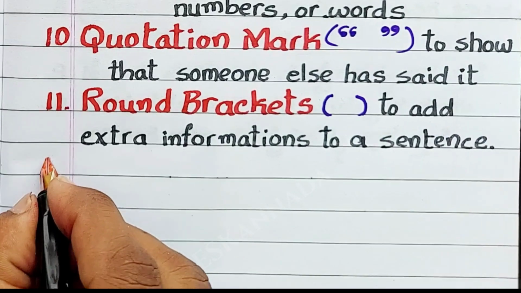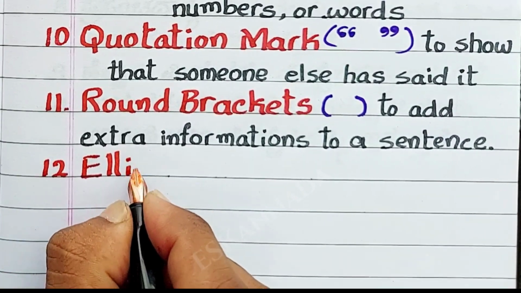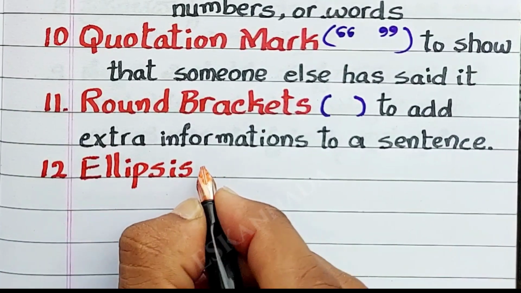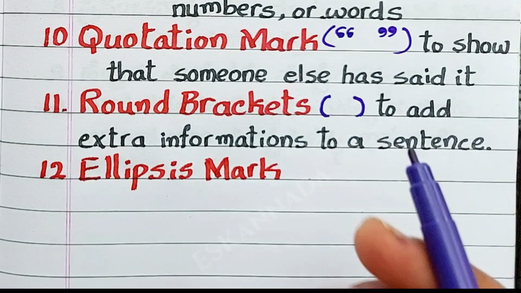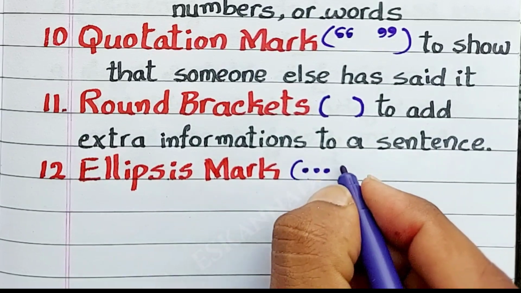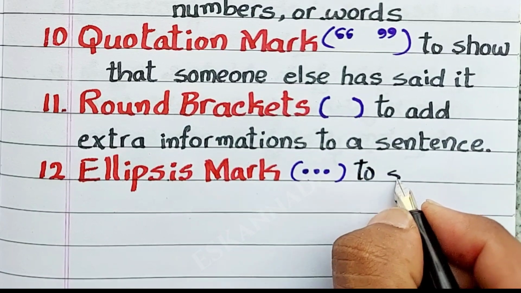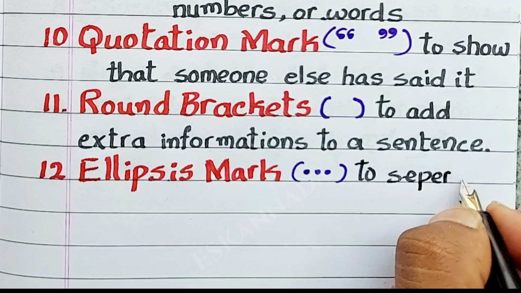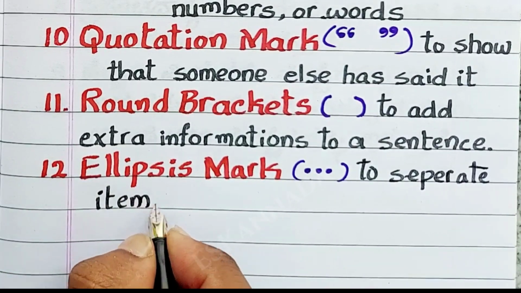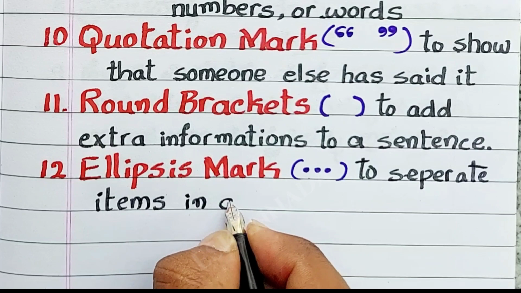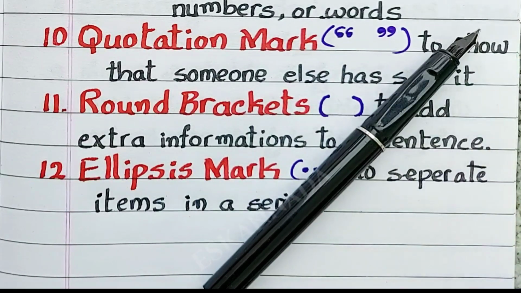Twelfth one, ellipsis mark or dot mark. We can also call it a dot mark. It looks like this symbol. It's used to separate items in a series.